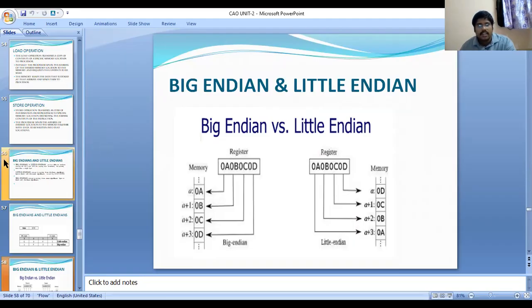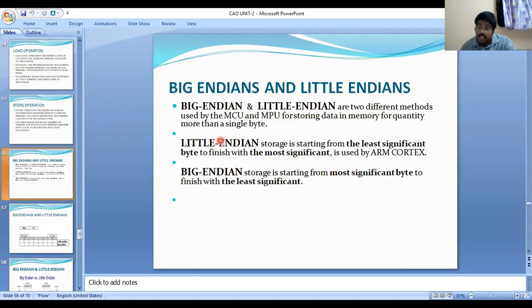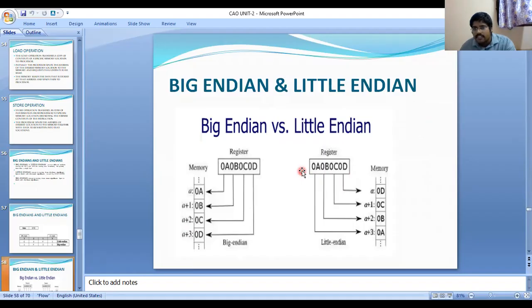So we'll just come to the definition. What is meant by big Endian and what is meant by little Endian? I think you are all very clear with that example. Now we are analyzing the definition. What is meant by little Endian? Storage is starting from the least significant byte. For little Endian, the least significant byte is going to be stored in the first memory location, followed by the next least significant byte. This phenomenon is called little Endian.